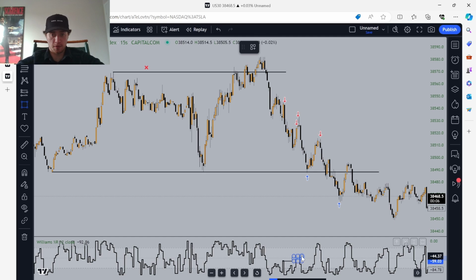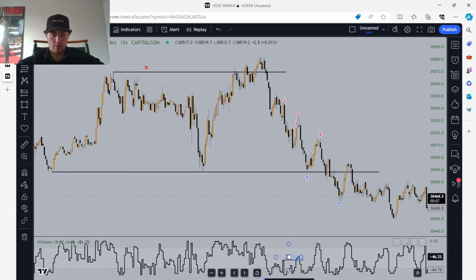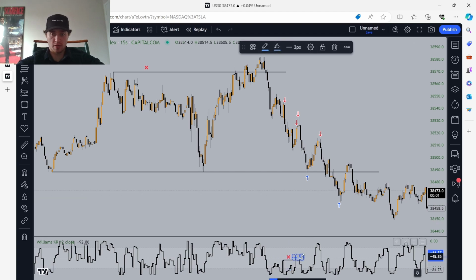And so in this first example, we can clearly see SMT divergence on the William %R. The William %R is taking out the respective high, well, the price chart is coming into fair value. So we use the William %R SMT, the divergence between the indicator and the price chart, we use it for internal range liquidity.